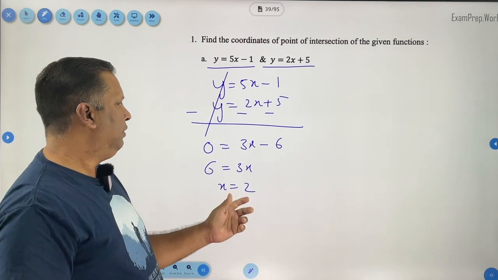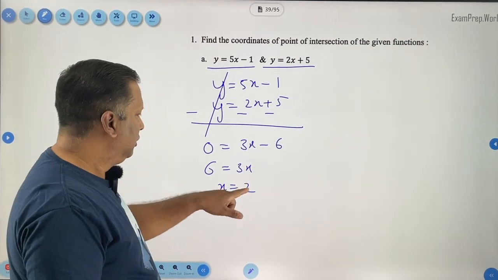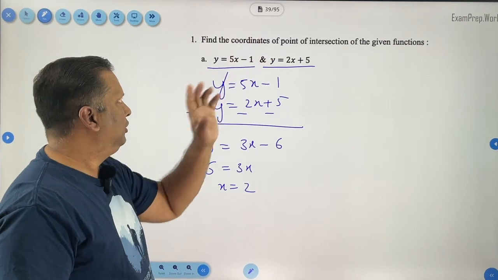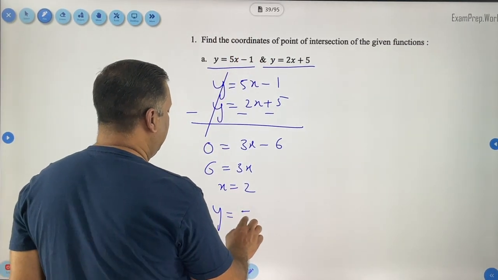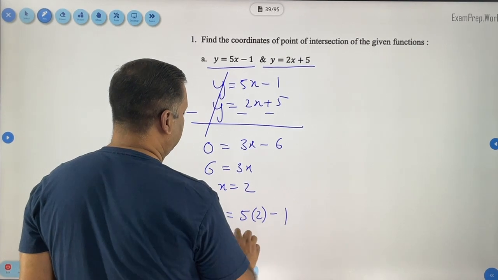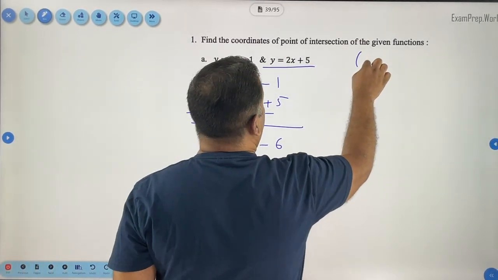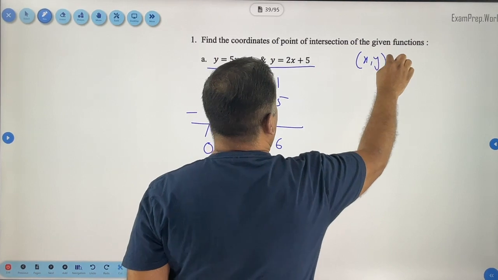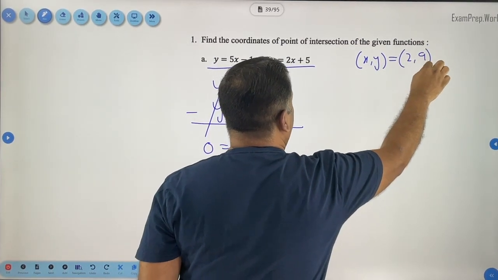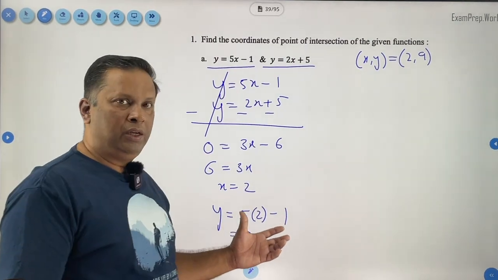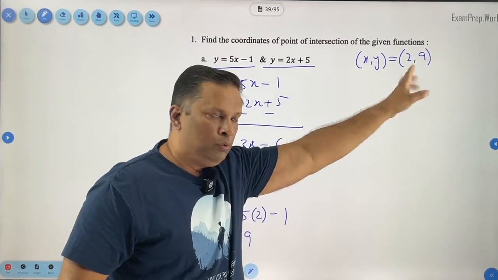Now how to find the value of y? The x coordinate of the point of intersection we already got. So now input this 2 in any one of the equations. I'll input here. Therefore y equals 5 times 2 minus 1, which is 9. So the point of intersection is (x, y), which we are getting as (2, 9). So these two lines will intersect at the coordinates (2, 9).